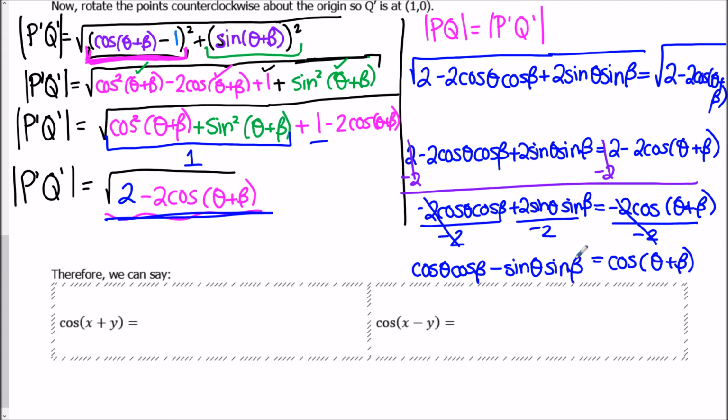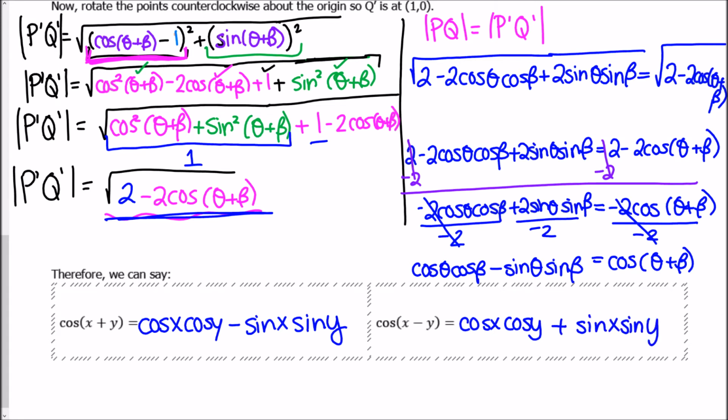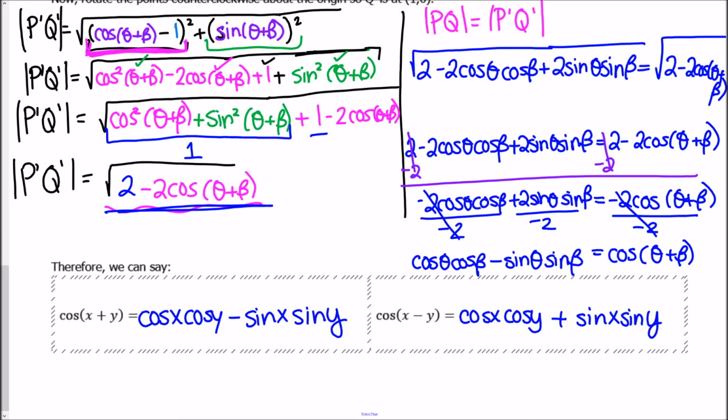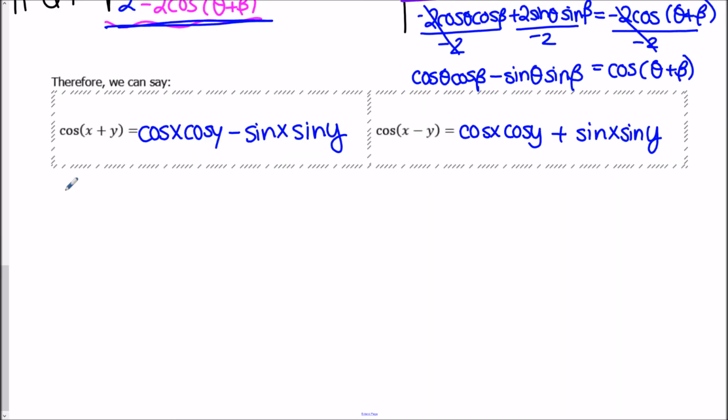So right here, we can say that cosine of x plus y is going to be equal to cosine of x cosine of y, just like we had cosine of theta cosine of beta, minus sine of x sine of y. And with a minus sign here, it's pretty much the exact same idea, except we're just going to say cosine of x minus y is going to equal cosine of x cosine of y, plus sine of x sine of y.